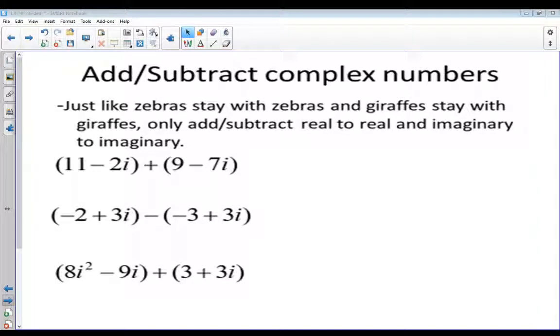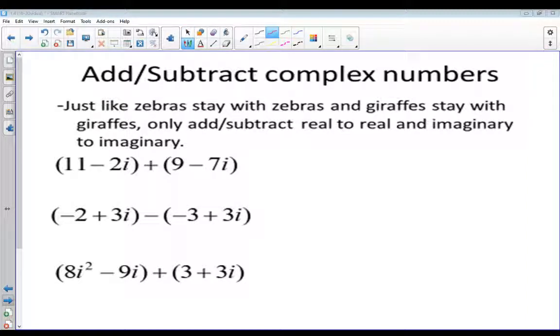So let's start with adding and subtracting complex or imaginary numbers. Just like zebras stay with zebras and giraffes stay with giraffes, you can only add and subtract reals to reals and imaginary to imaginary.